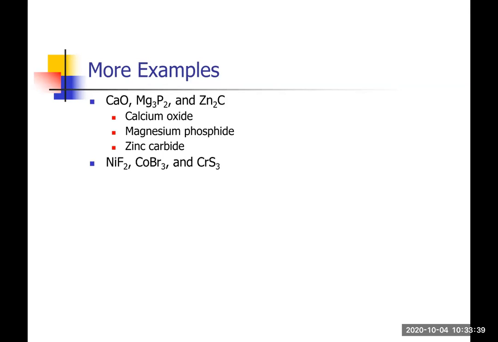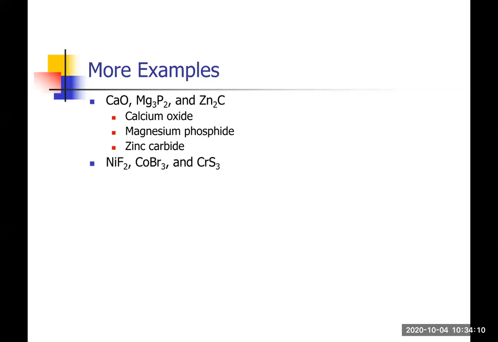Now we have nickel, NiF2, and then CoBr3, and then CrS3. Now, the thing with nickel is nickel often will have only one oxidation state as well. And so oftentimes nickel will not be seen with its oxidation state written in parentheses.